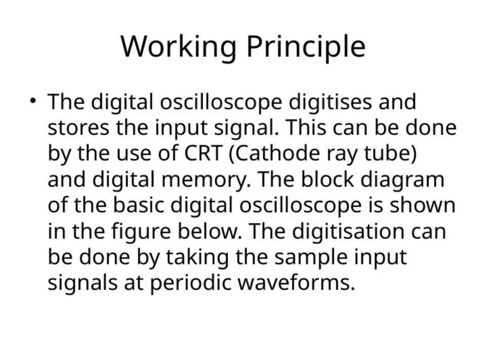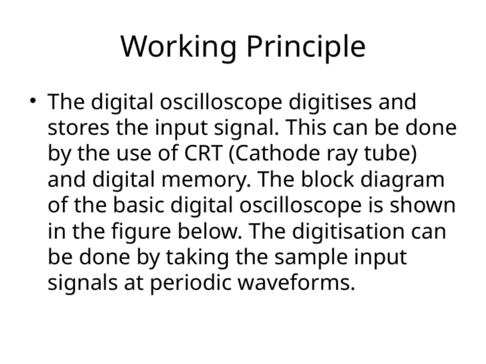Let's take a closer look at how the digital oscilloscope works. Essentially, it digitizes and stores the input signal, allowing us to analyze it more effectively. This process involves two main components: the CRT, or cathode ray tube, and digital memory. The CRT is used to display the waveform visually, while the digital memory stores the digitized data for further processing. If we look at the basic block diagram of a digital oscilloscope, you'll notice how these components are interconnected to facilitate accurate signal capture.